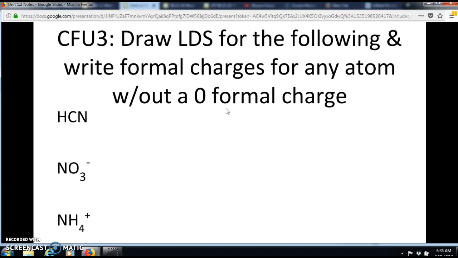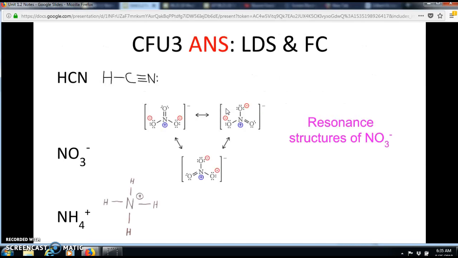Now, here's a CFU. You have three species. You're going to draw the Lewis dot structures and write formal charges for any atom without a zero formal charge. Pause the video now. When you press play again, you'll see the answer. Great. So here are the answers for the three. If there are any corrections that you need to make, please make it now.